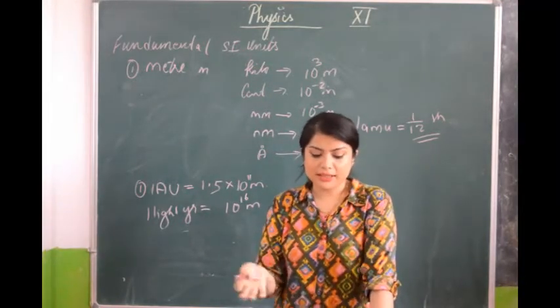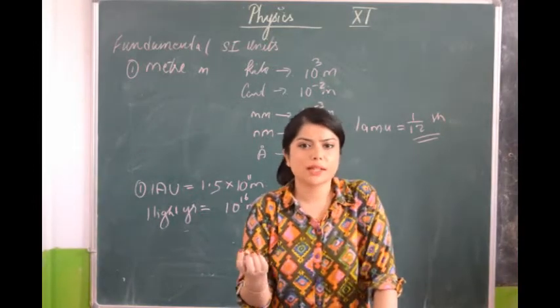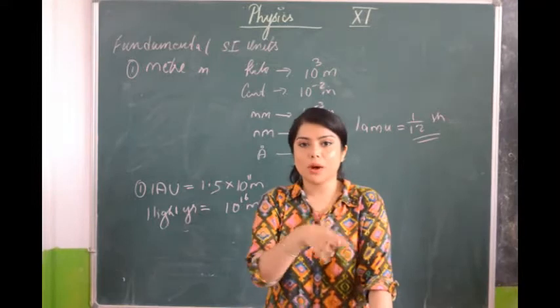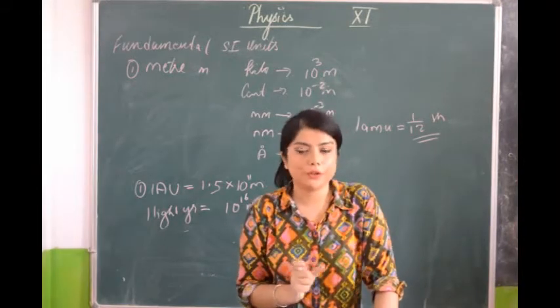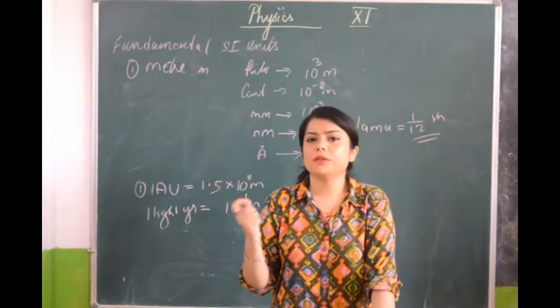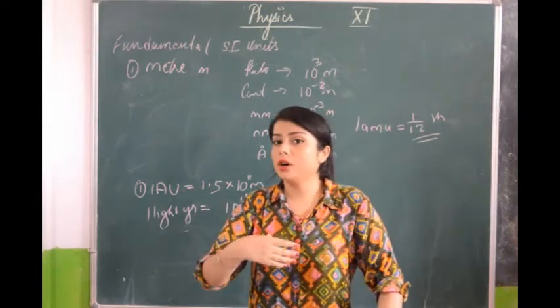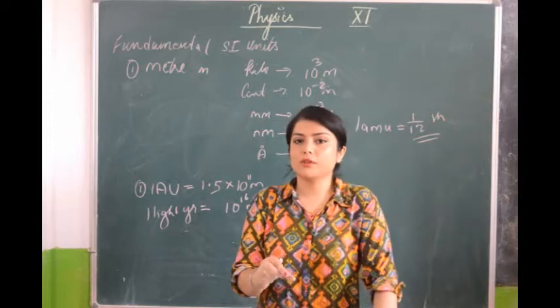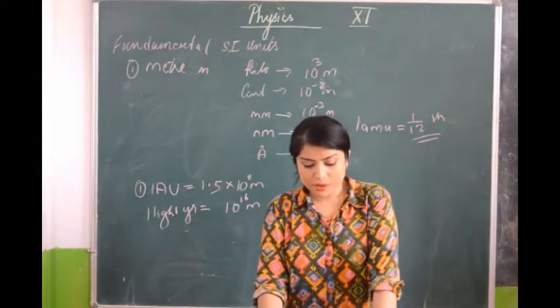For seconds, we have millisecond, microsecond, nanosecond, picosecond. All these things we have to remember, how to convert from one to another. This is the basic thing of physics. Without this, it will be very difficult for you to do further calculation in other chapters as well, because these are the basic things to convert from one unit to another unit.